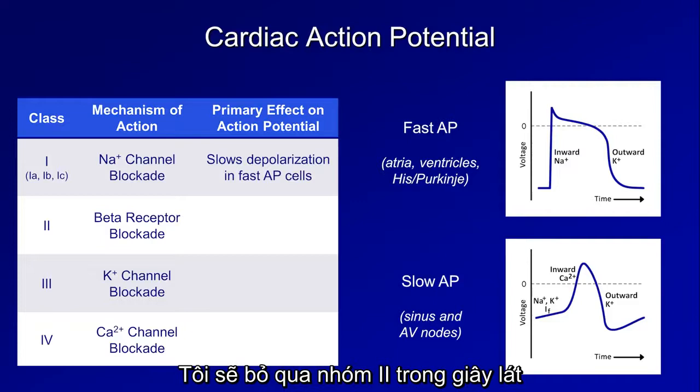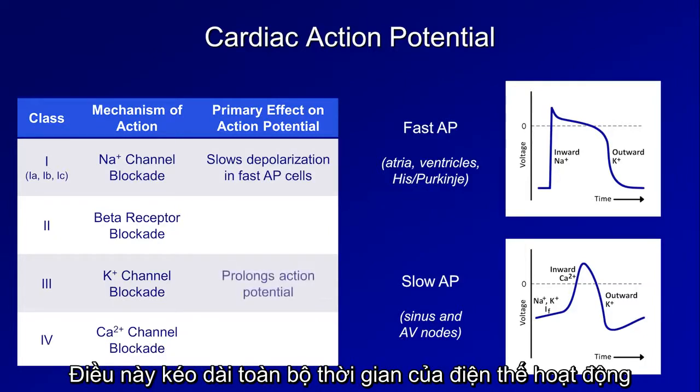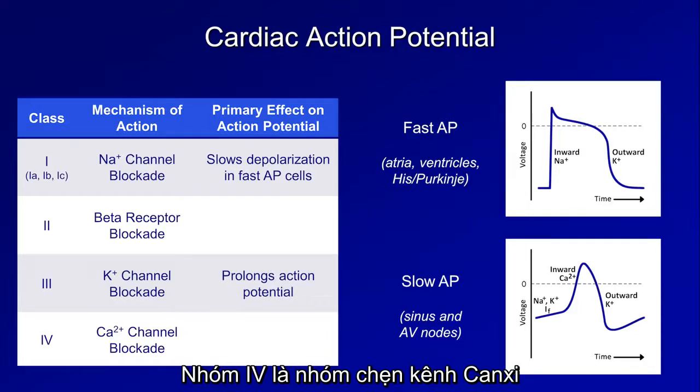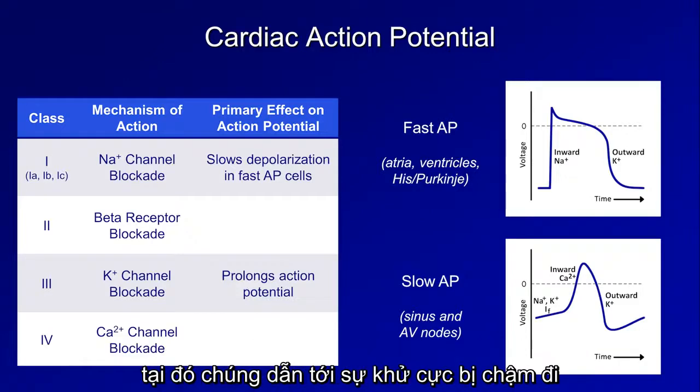I'm going to skip Class 2 just for a moment. Class 3 are the potassium channel blockers. If potassium channels are relatively blocked, phase 3, the repolarization of cells back down to a lower membrane potential, will take longer. This extends the overall duration of the action potential. Class 4 are calcium channel blockers. The effect of calcium channels most relevant to antiarrhythmics is with the slow response action potential, where they result in a slowed depolarization.